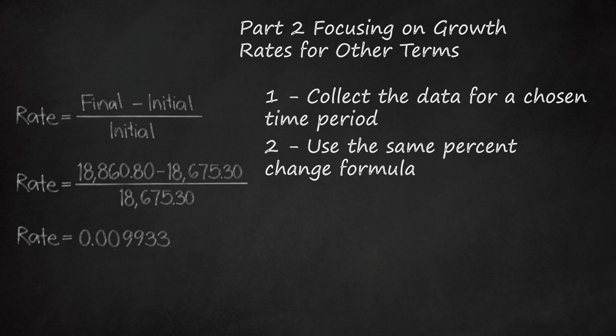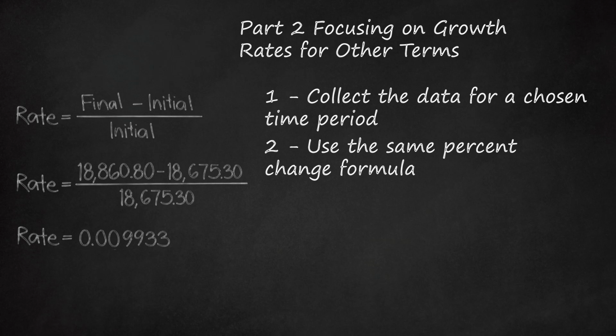For example, it would be meaningless to compare the GDP of one quarter of a year to the GDP of another full year. Suppose, for example, you wish to find the growth rate of the GDP from the third quarter of 2016, $18,675.30, to the fourth quarter of 2016, $18,860.80. The calculation would be as follows.